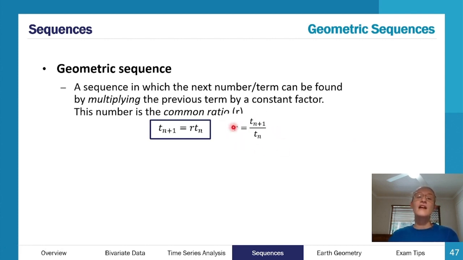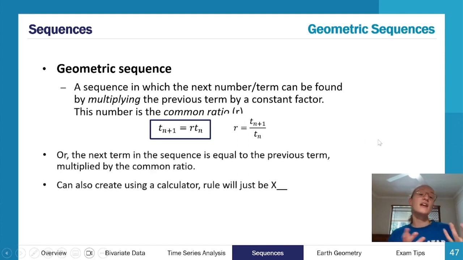And here we have how to calculate our common ratio. To find the common ratio, all we need to do is let n equal some value, because this will hold true for all of your numbers. The common ratio is equal to the next term divided by the previous term. We'll illustrate that further shortly. So when we're calculating geometric sequences, the next term is equal to the previous term multiplied by the common ratio. And you can also calculate that using a calculator.